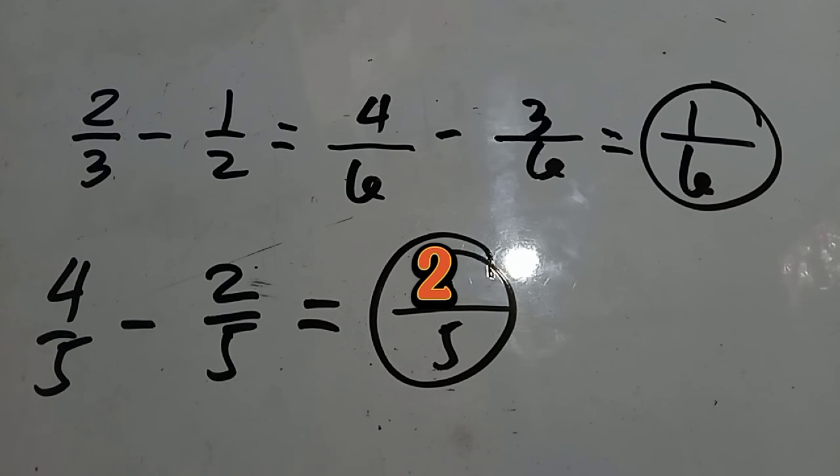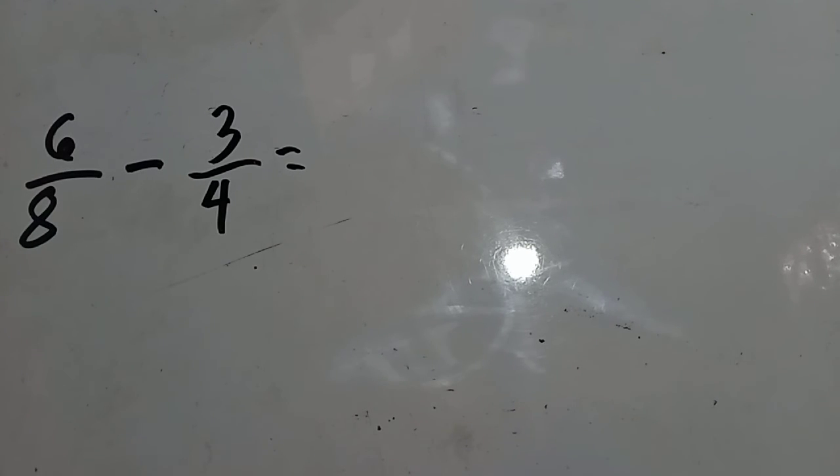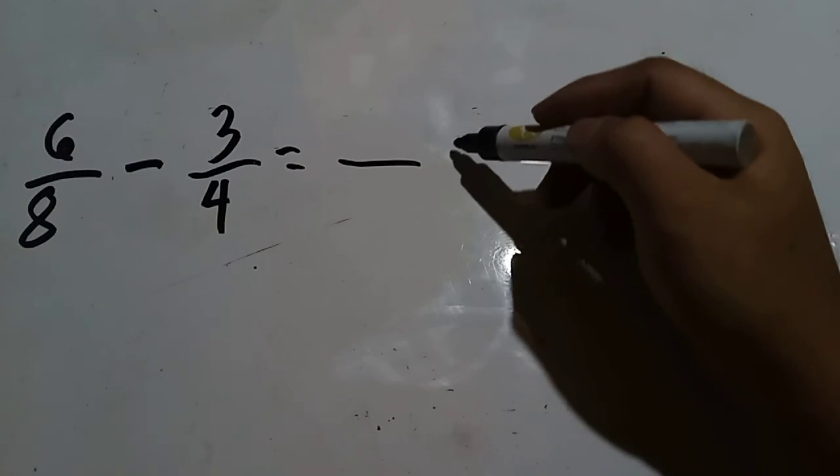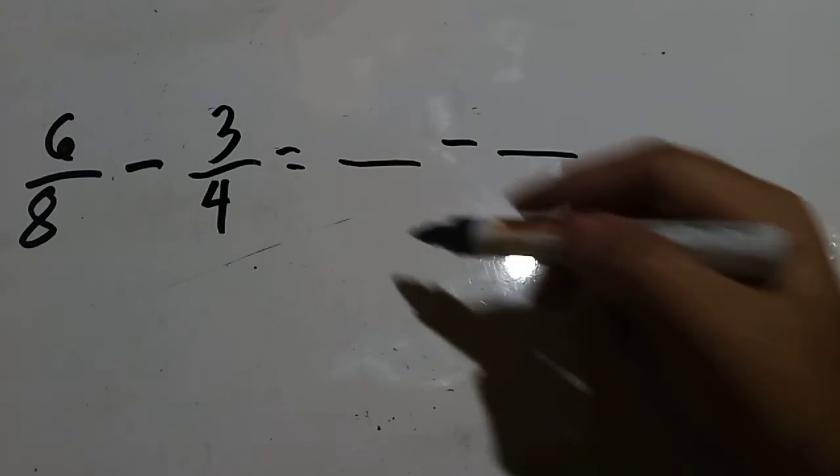Di ba? Ang easy lang. Do you have any question? Any more clarification? Last example. Last example, we have 6 over 8 minus 3 over 4. So what is the LCD between the 8 and 4? So we have LCD nilang dalawa ay 8.